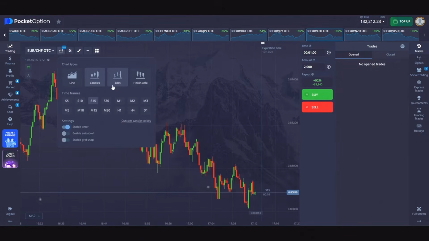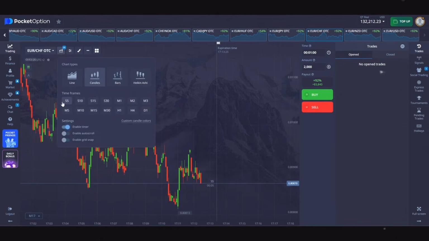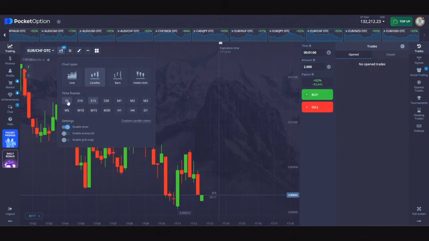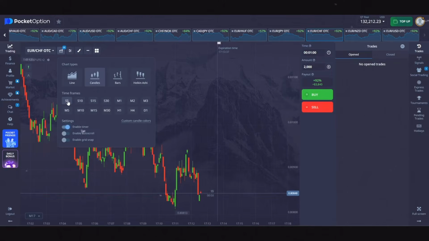Oh, and by the way, I forgot to mention that on the OTC market, we mainly use either 15-second candles or 5-second candles to get a really good entry point. If you're just starting out trading, I recommend you use 15-second candles, but if you want a more professional approach, let's open the next trade on 5 seconds. That will be our best entry point.